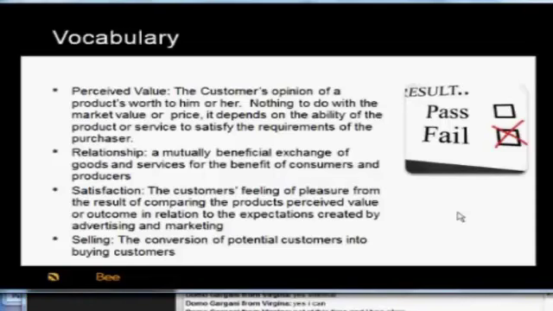Okay. Satisfaction. As consumers, we pretty much understand what consumer satisfaction is. It is the consumer's feeling of pleasure or happiness that results from comparing the product's perceived value, what they think the product is worth, or the outcome of the service or the software, in relation to his or her expectations that were created by your advertising and marketing.